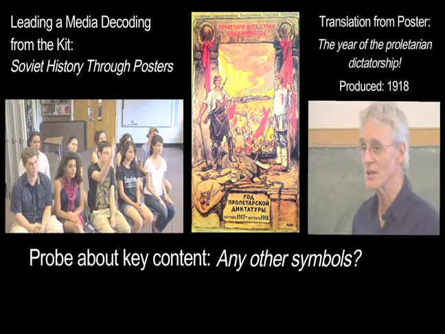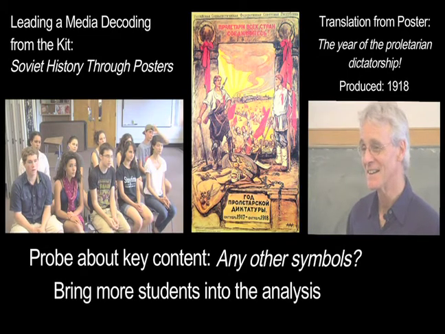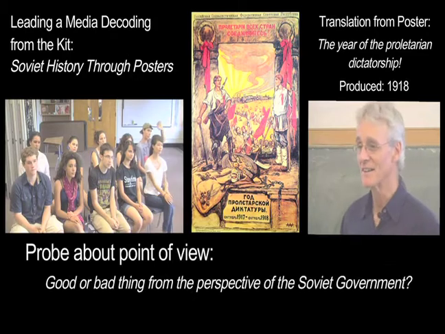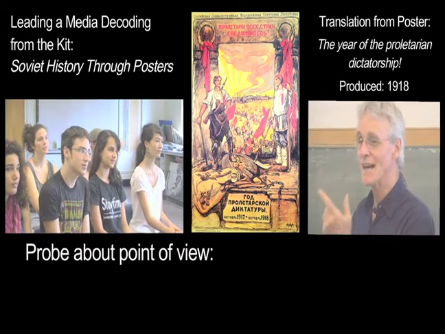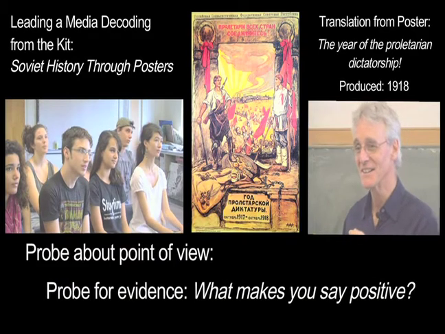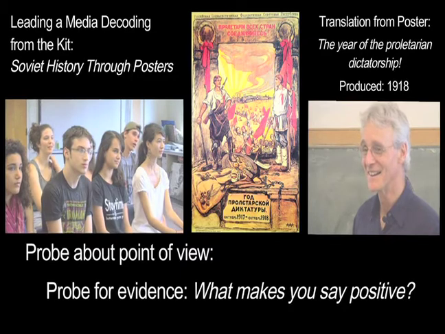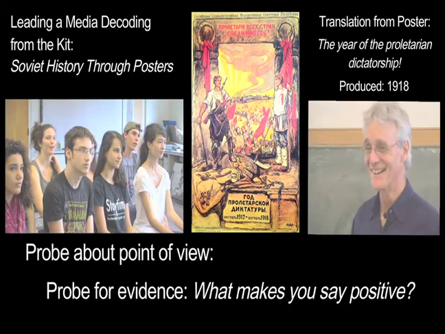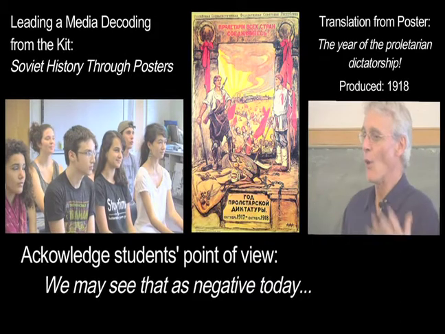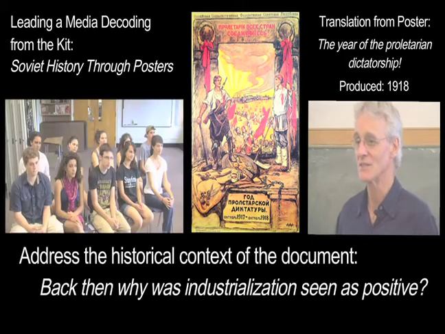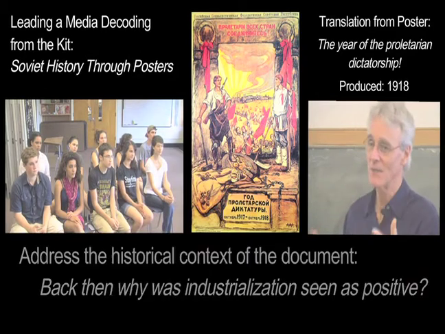Any other symbols that are being used here, Josh? The smoke in the background. Symbolizing what? The industrialization with the hammer. Good or bad thing, from the perspective of the Soviet government? Positive. What makes you say positive? Because the smoke is with the sun. It's not even seeming like pollution. It's just part of the earth. We may see that as negative today, but back then, why was industrialization seen as positive? Progressive. It created money, jobs, etc.